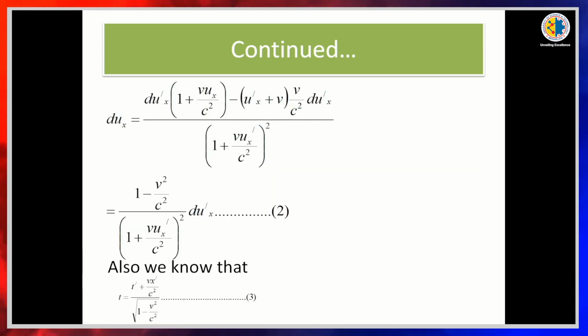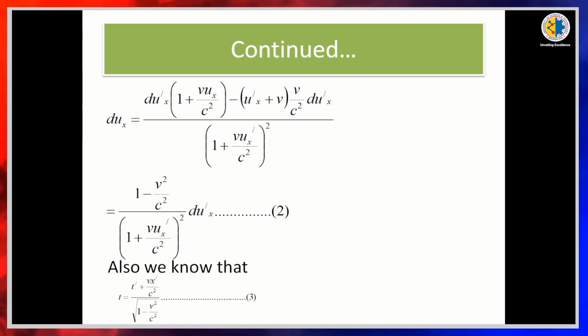So, taking differentials of equation 1, we get d of ux is equal to, applying the derivative theorem, du'x into (1 + v u'x by c square) minus (u'x + v) into (v by c square) du'x, divided by (1 + v u'x by c square) whole square. After simplification we get (1 minus v square by c square) divided by (1 + v u'x by c square) whole square into du'x. It is given as equation number 2.